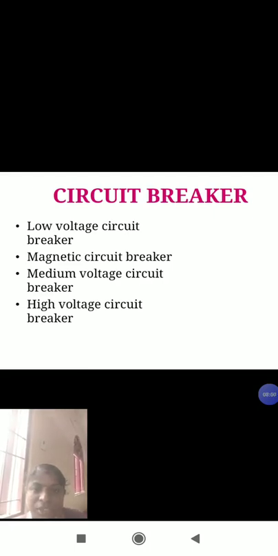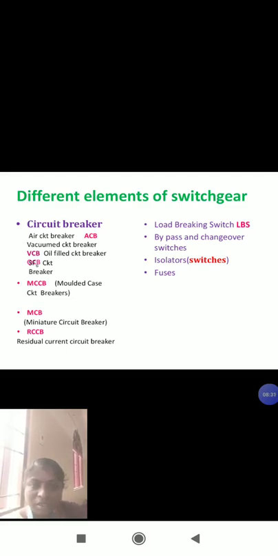So the types of circuit breakers: we have a low voltage circuit breaker, magnetic circuit breaker, medium voltage circuit breaker, and high voltage circuit breaker. What is a switchgear? A switchgear is a combination of switches, fuses or circuit breakers, normally used to control, protect and isolate the electrical equipment. It is used to de-energize the equipment, and it is used to clear the faults.